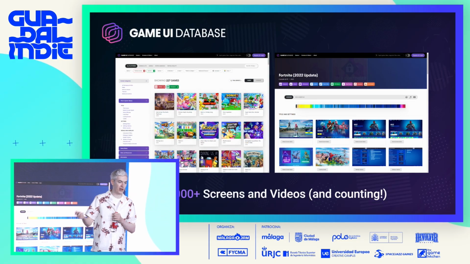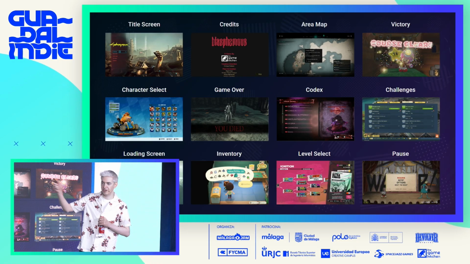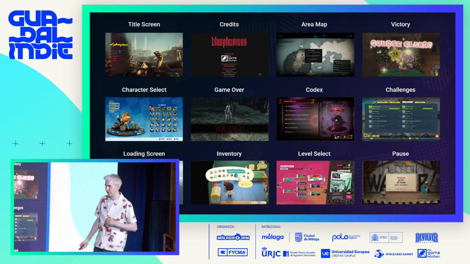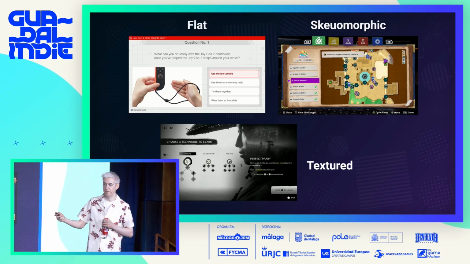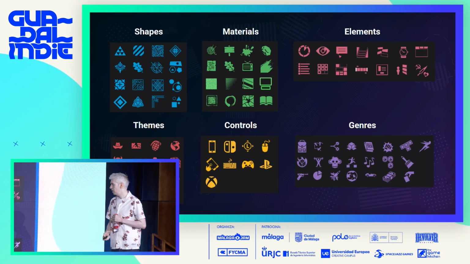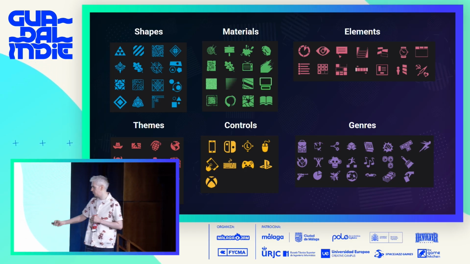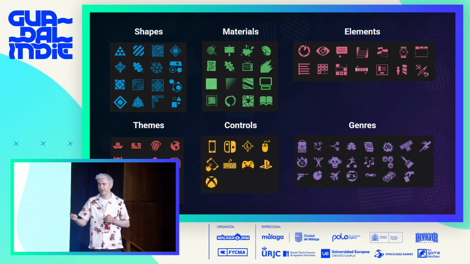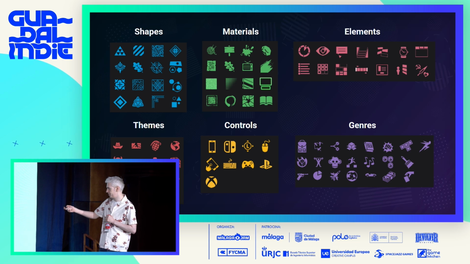There are 74,000 screenshots and counting at the moment on there, all across different categories. We've got title screens, credit screens, map screens, game over screens, you name it, essentially. We've got different art styles as well: flat, skeuomorphic, textured. Shapes, materials, elements, themes, controls, genres. So if you're looking for something really specific, like a title screen made out of wood or paper or something like that, we definitely have that on the database.